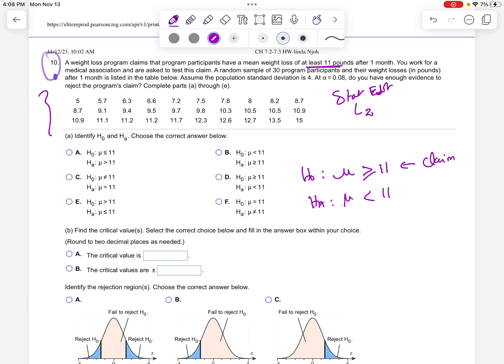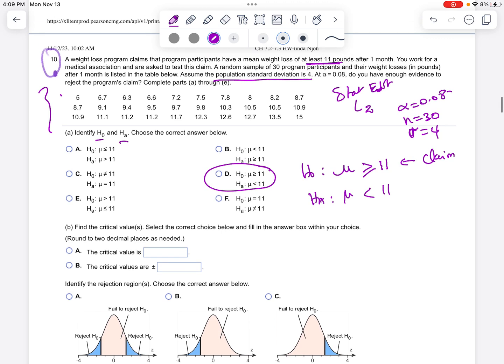Voilà, that's it. You work for a medical association and are asked to test this claim. A random sample of 30. Assume the population standard deviation is 4. Alpha is 0.08, and they give you data. You have everything you need. So H0 and HA, let's go ahead and look at it. There it is. D is the answer.